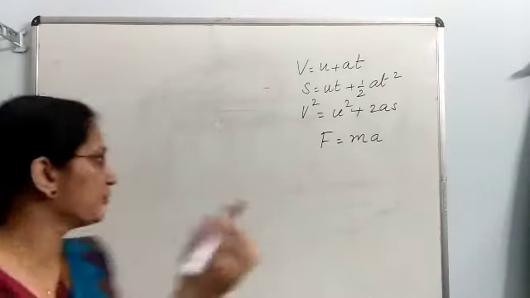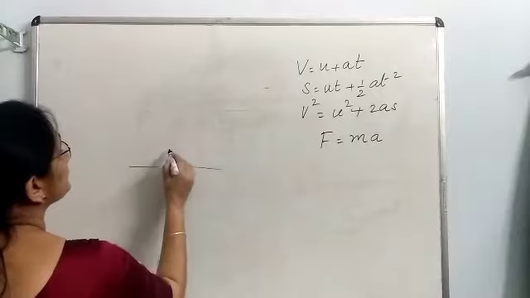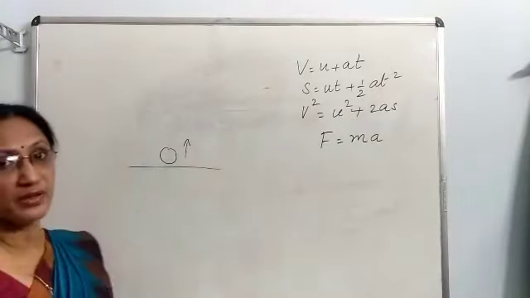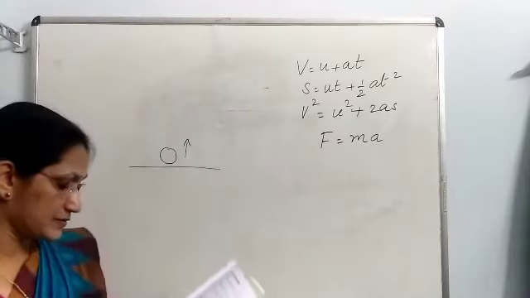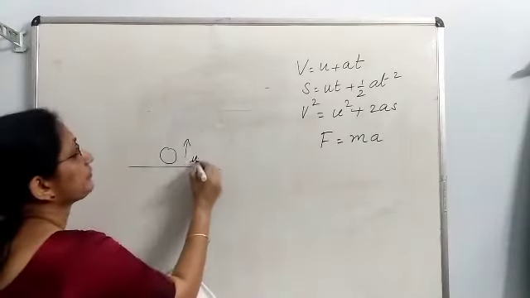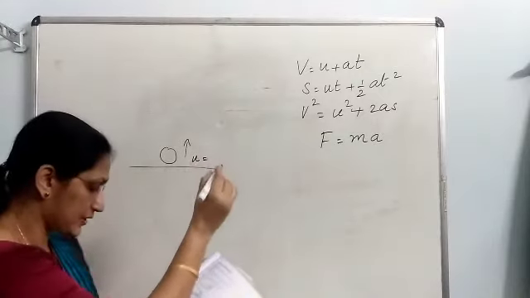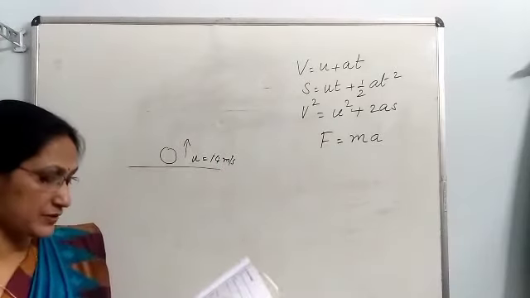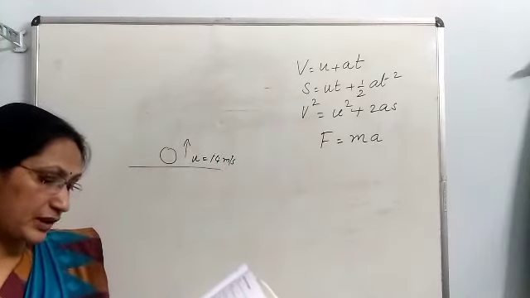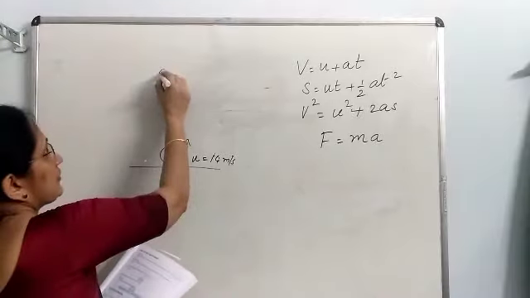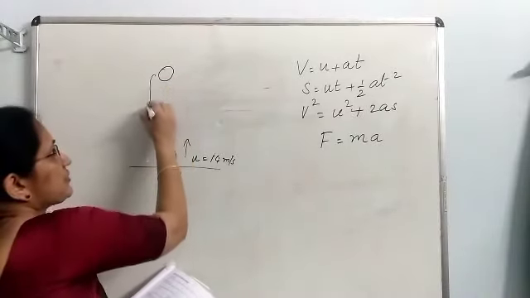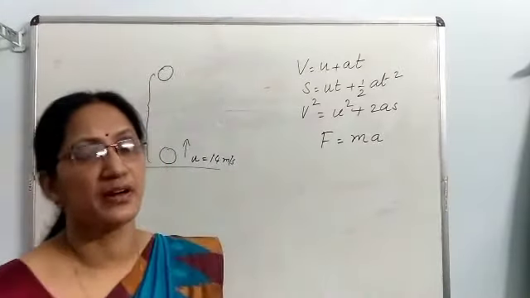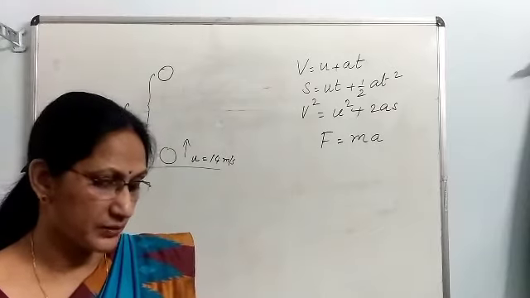A body thrown upward. Suppose this is the body we are throwing upward. Its initial velocity is given as 14 meter per second. Initial velocity. And calculate the maximum height. Suppose this is the maximum height reached by the body. That maximum height reached, that is the displacement happened to the body, that is to be calculated.